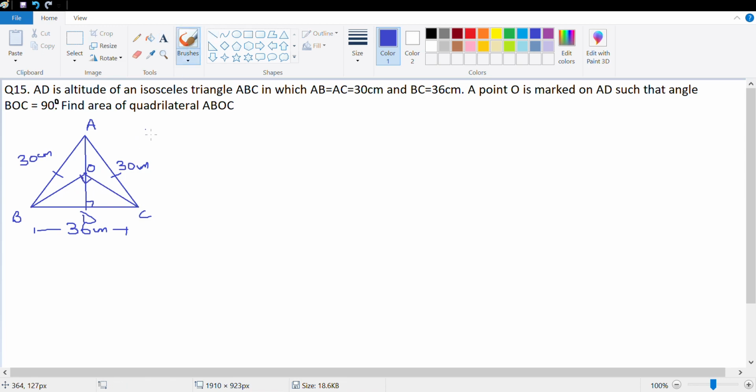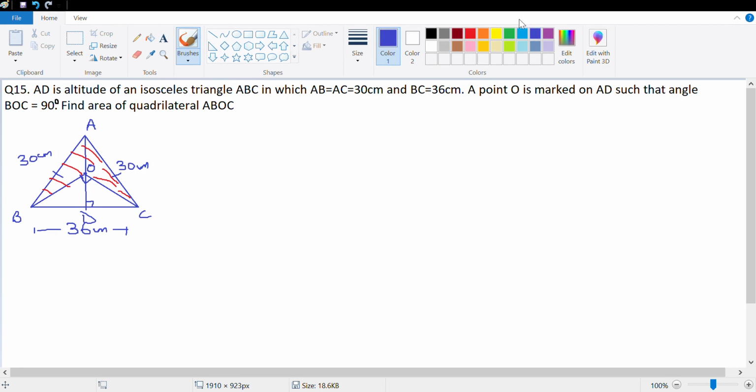Angle BOC is 90 degree. We need to find the area of quadrilateral ABOC. Oh, so we have a ABOC quadrilateral. We need to find the area. How would we be able? So if I can shade it, we need to find this area. So this area would be equal to maybe the area of the big triangle minus area of this small triangle BOC. So if I can calculate the area of the big triangle and then subtract the area of the small triangle from it, I should be able to get an answer.